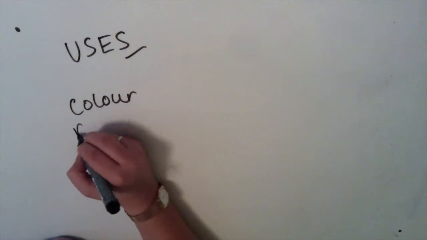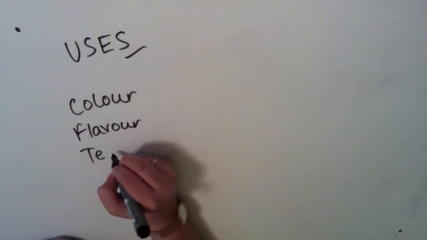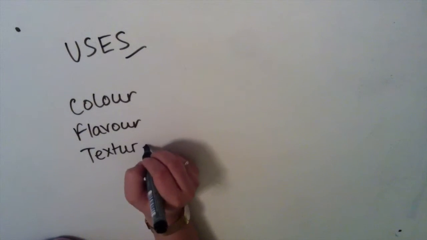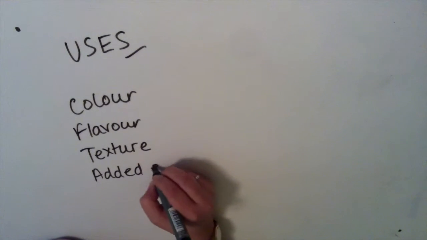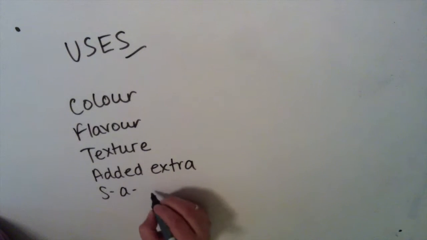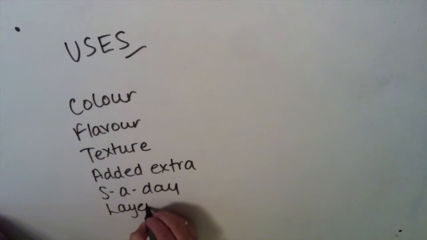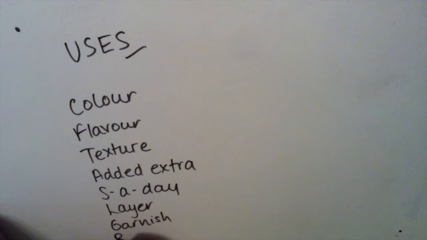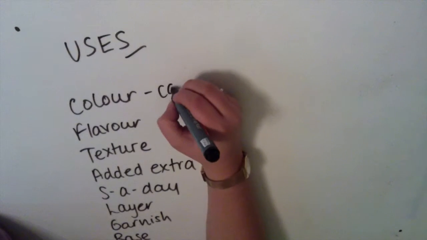So the next thing that I'm going to talk about are the uses of fruits and vegetables. Now, you've all completed the fruits and vegetables task for your coursework, so we did lots of work on this about the different reasons you use fruits and vegetables, and these are just some of the reasons why we use fruits and vegetables. So you can use fruits and vegetables to add colour to a dish, to add flavour to a dish, to add texture to a dish, as an added extra, as part of your 5 a day, as a layer, as a garnish, or as a base.